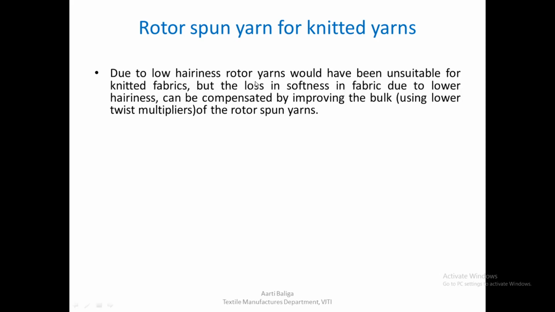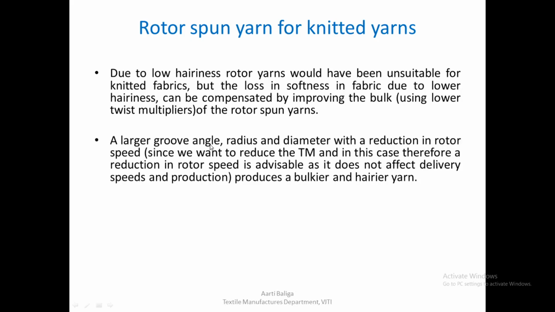But to compensate for this softness, it can be done in some other way, that is improving the bulk. We can improve the bulk in the rotor spun yarn and try to bring it closer towards the fabric made using ring spun yarns, which would be softer. So improving the bulk would be one of the remedies to use these rotor spun yarns for knitted fabrics. So how do we improve the bulk? We can use lower twist multipliers and improve the bulk.